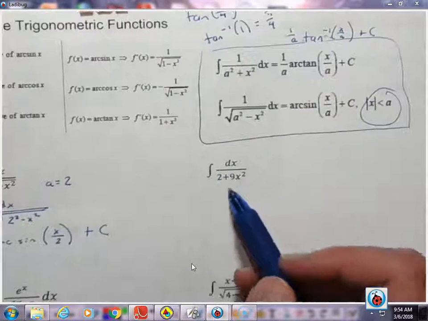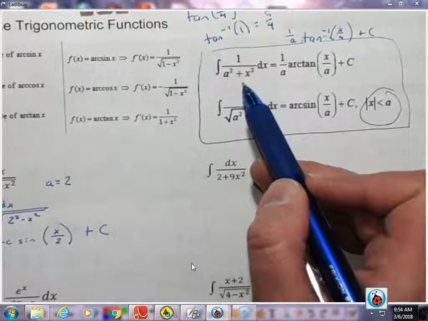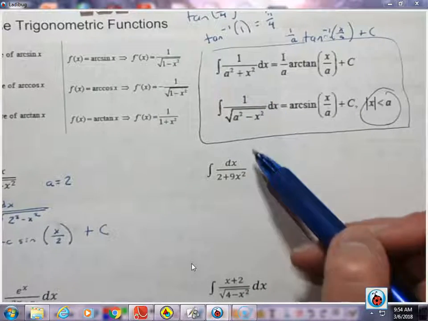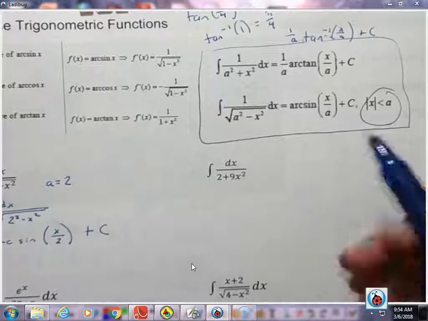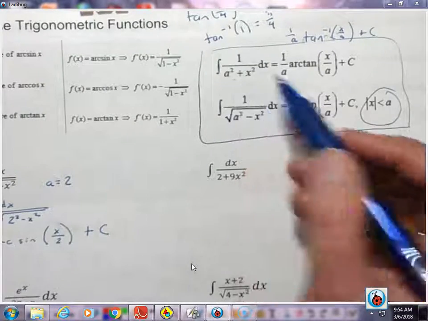Okay. So this is one of their favorite ones. It does look the most like this. It does kind of look like a u substitution. It kind of depends how you want to look at it. You can just write it in this form.